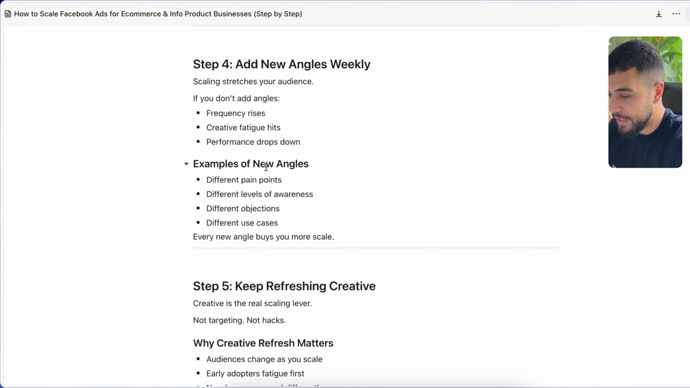So examples of new angles that you can test, that's different pain points that your product has. This applies either if it's an info product or course or mentorship, if you're teaching people something, or if you're an e-commerce brand. Everyone has different pain points. So test different pain points, different levels of awareness in your ads, in your messaging, different objections. Try handling different objections and different questions that your customers have, and different use cases for your product or for the info that you're teaching, and go on from there.